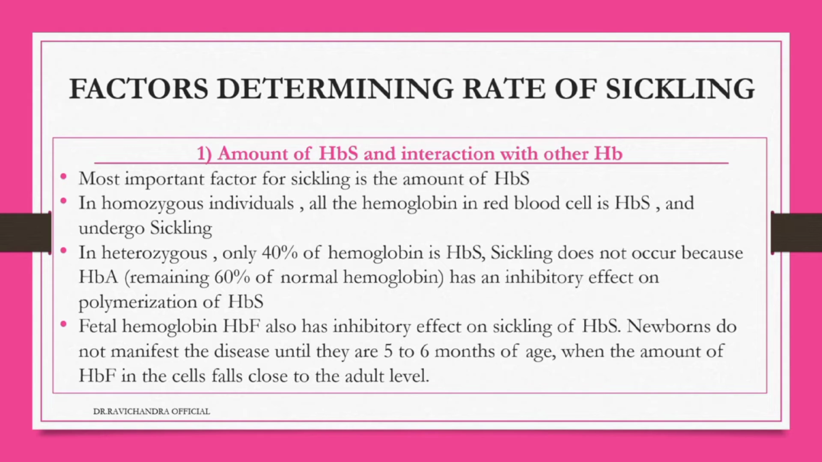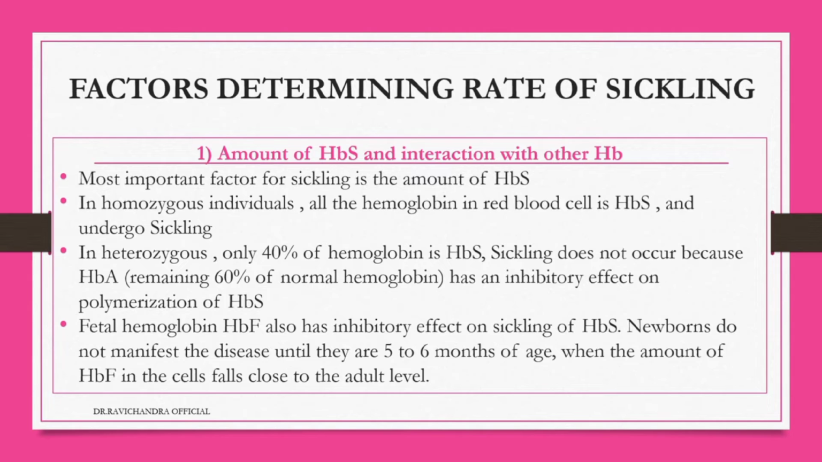Newborns do not manifest the disease until they are 5 to 6 months of age, when the amount of hemoglobin F in the cells falls close to the adult level. So, fetal hemoglobin is present up to 6 months. So, there will not be any sickling seen in these patients or children.